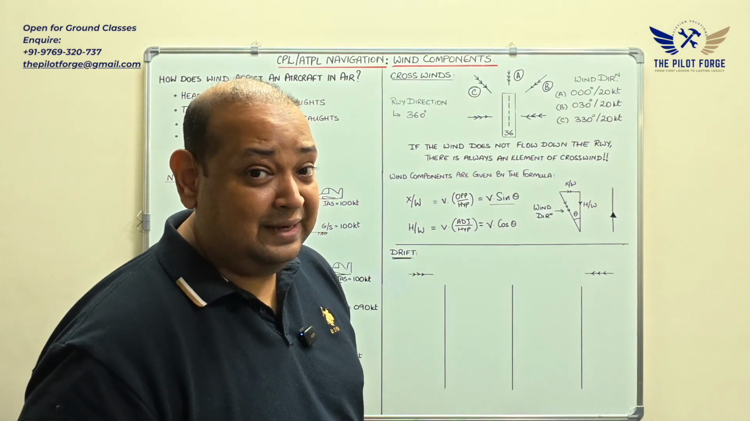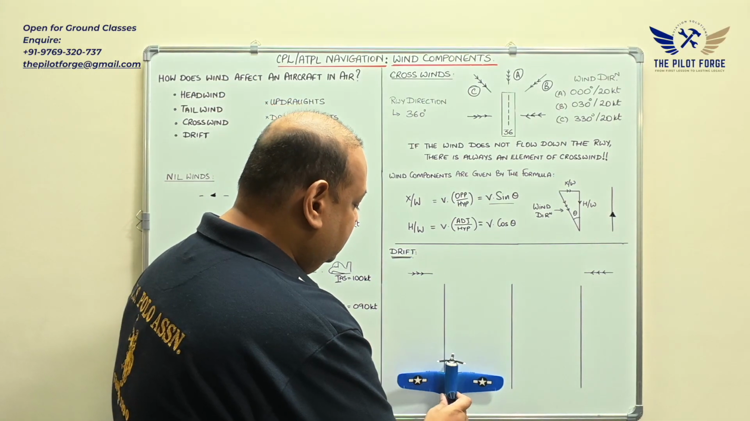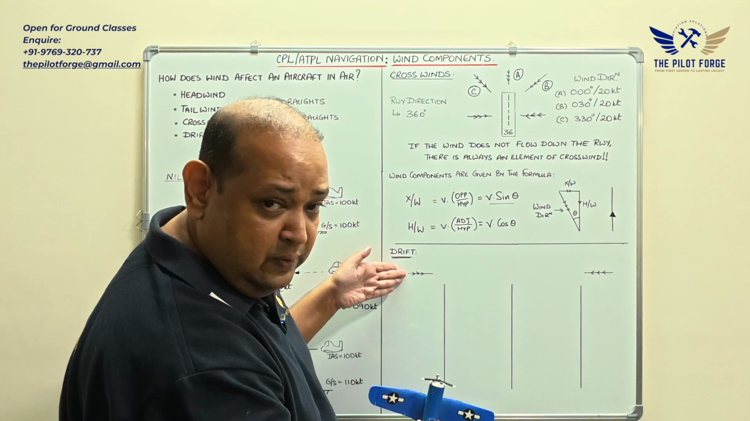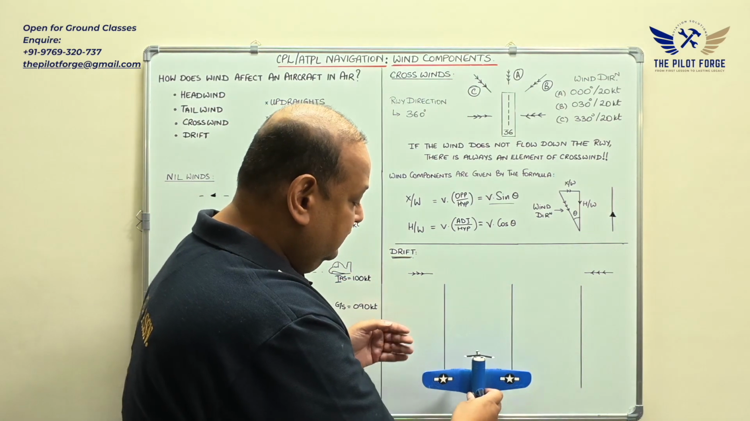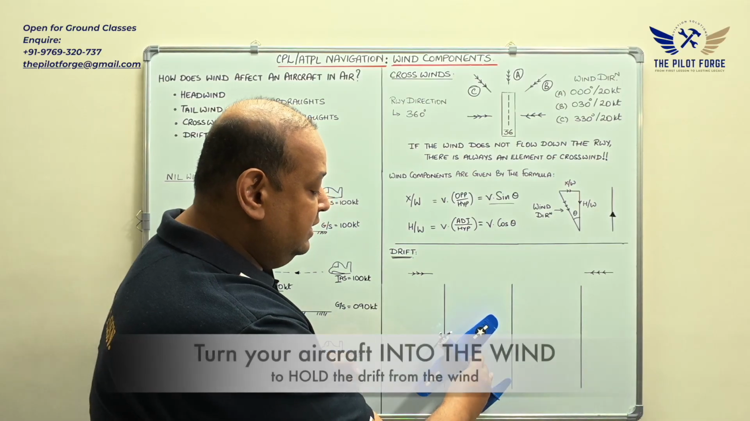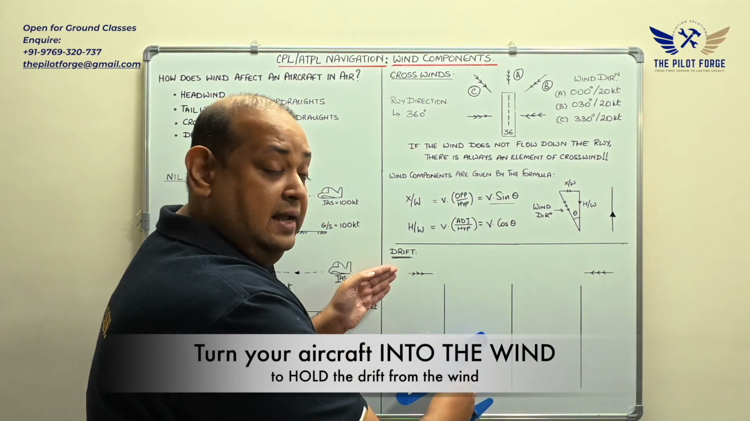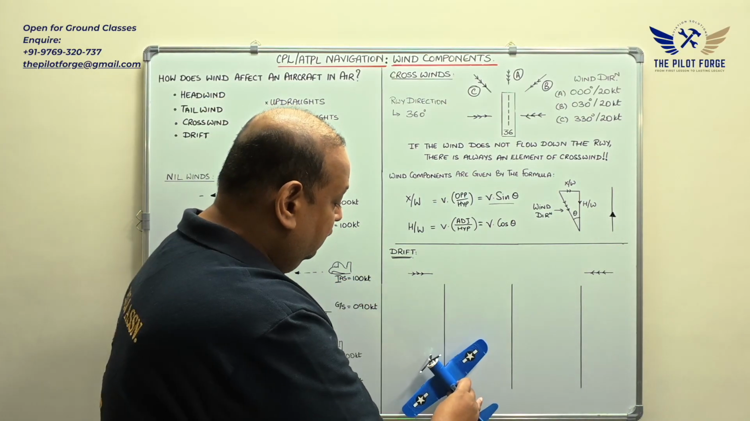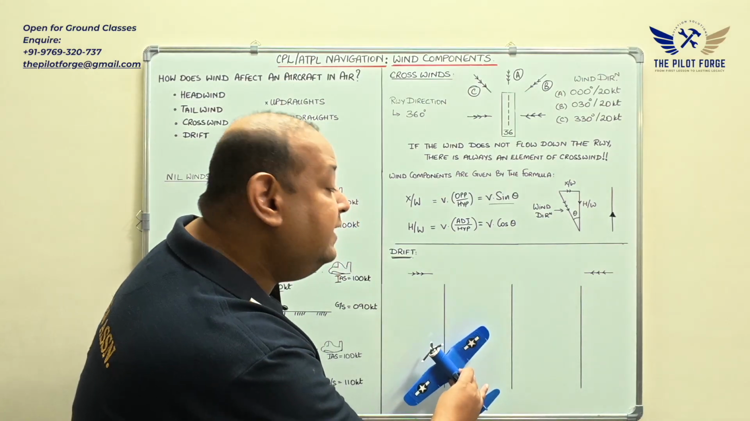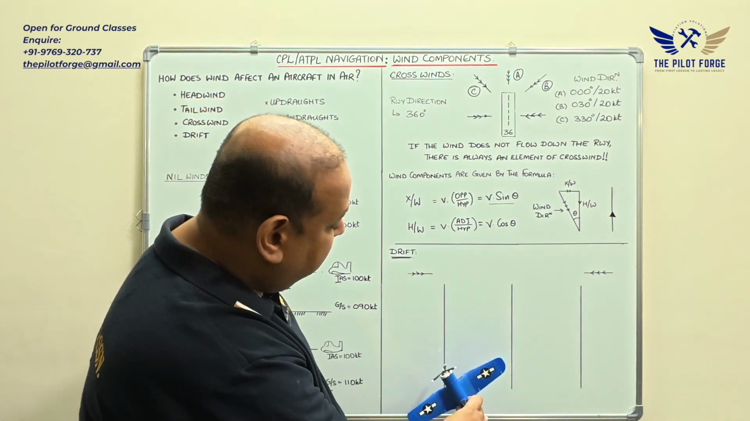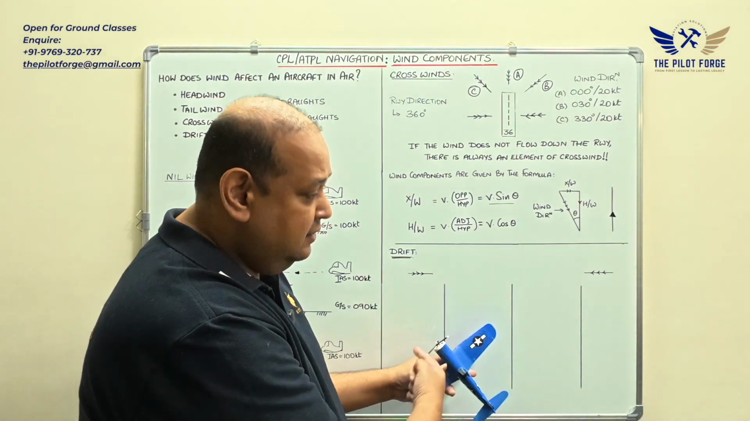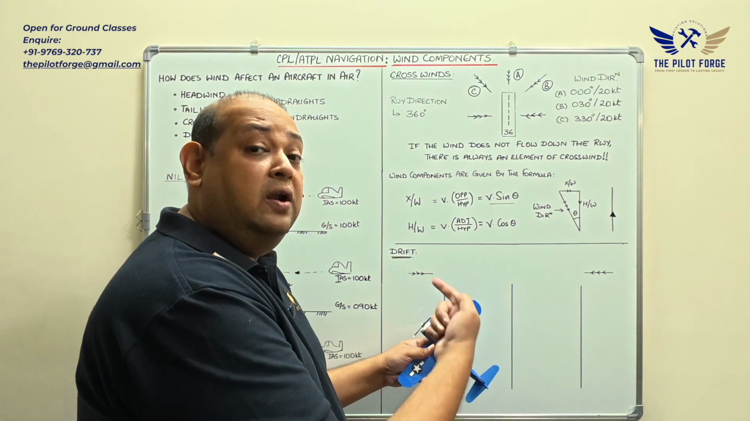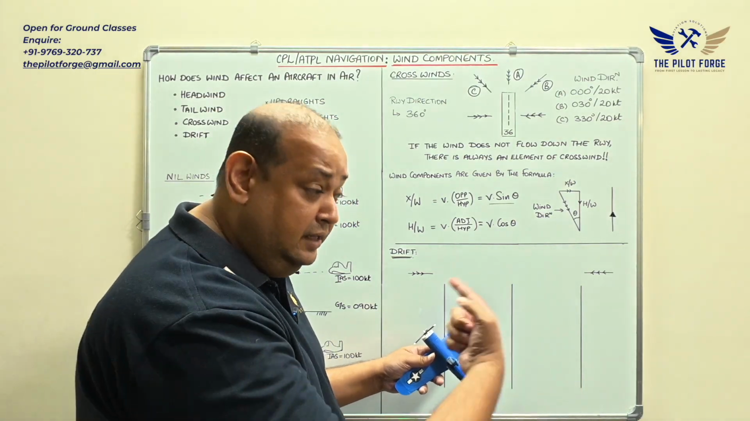What does that mean? Simply speaking, if we are traveling along this path and this is the wind we are experiencing, to stop the aircraft moving that way along with the wind, we have to turn our aircraft into wind so that we can compensate for that drift. Now, what does it mean? I am holding that drift. How am I holding it? By turning or heading my aircraft into the wind. Remember this, turning or heading the aircraft into the wind.